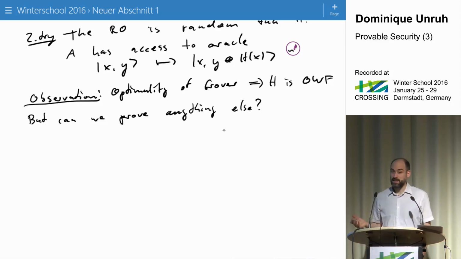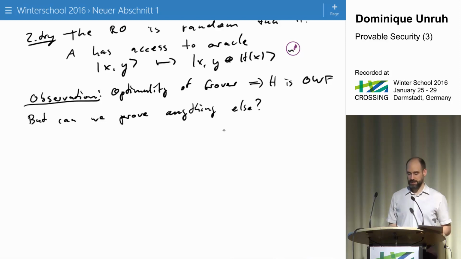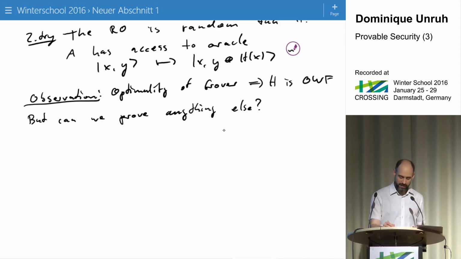So can we prove anything else? Can we actually use it for something nicer than just showing it's a one-way function? I mean, if we had wanted just a one-way function, we wouldn't have started using the random oracle, we would have assumed that our hash function is a one-way function, which is a much weaker assumption. So this fact on its own is rather useless.